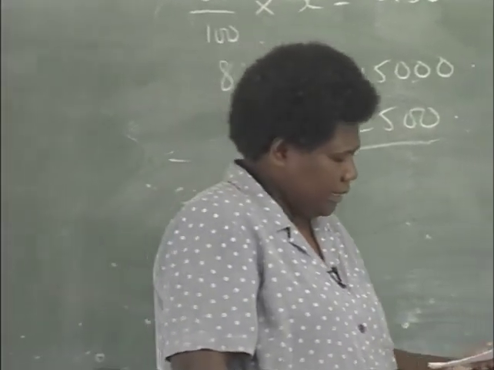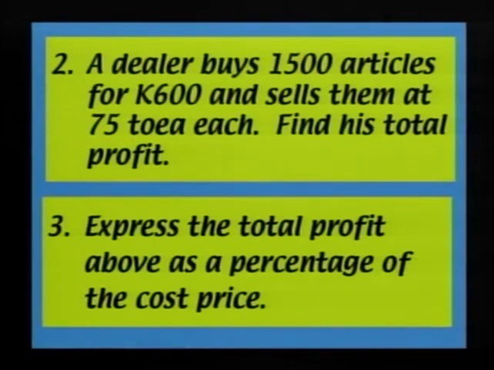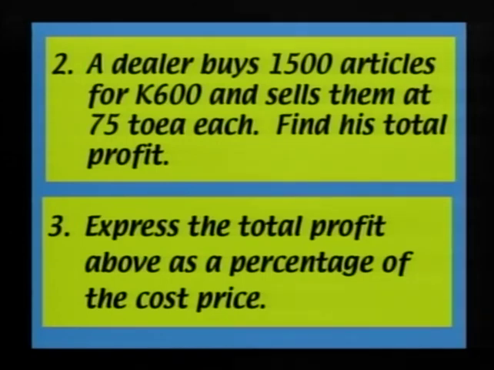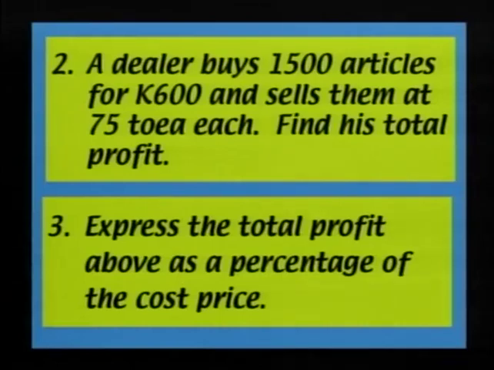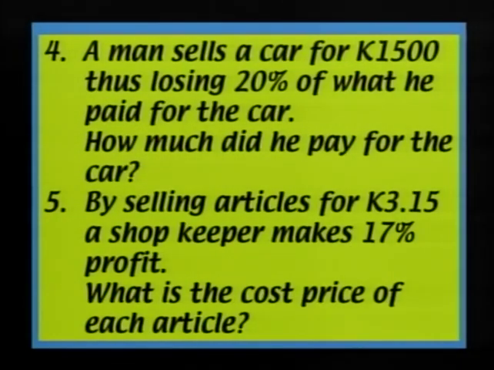Rita, you are going to answer number 2. Adila buys 1,500 articles for 600 kina and sells them at 75 toya each. Find his total profit. Total profit 525 kina. 525 kina is correct. Esther, express the total profit above as a percentage of the cost price. 87.5%. Good, 87.5%. Number 4.